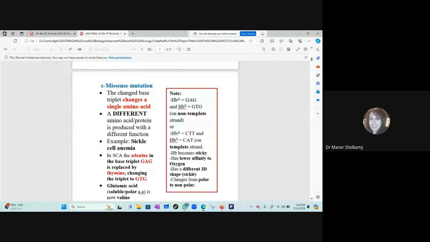We usually give it to you in the question. Okay, thank you. Also going back to the hemoglobin mutation, we change again the glutamic acid into valine. The glutamic acid is hydrophilic, it is polar, it is water soluble, and the valine is hydrophobic and it is non soluble. And this is why it makes the hemoglobin sticky and sickle in shape and not efficient in carrying oxygen and not as soluble as the healthy hemoglobin.